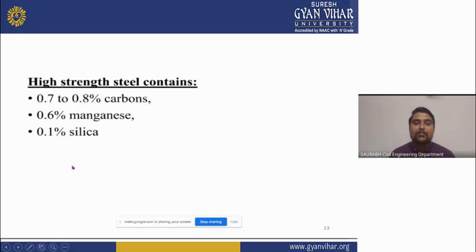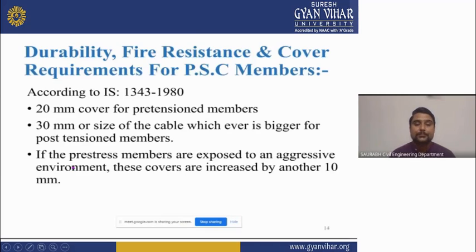Now we will see what the carbon content, manganese content and silica content in the steel should be. It should be between 0.7 to 0.8% carbon, 0.6% manganese and 0.1% silica. Now we will see the durability, fire resistance and cover requirements for PSC members.